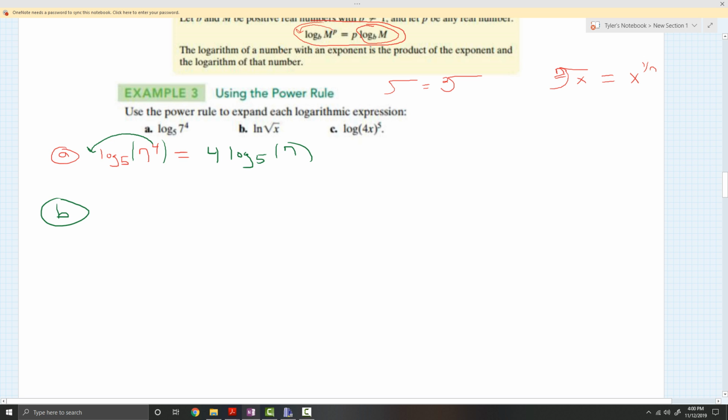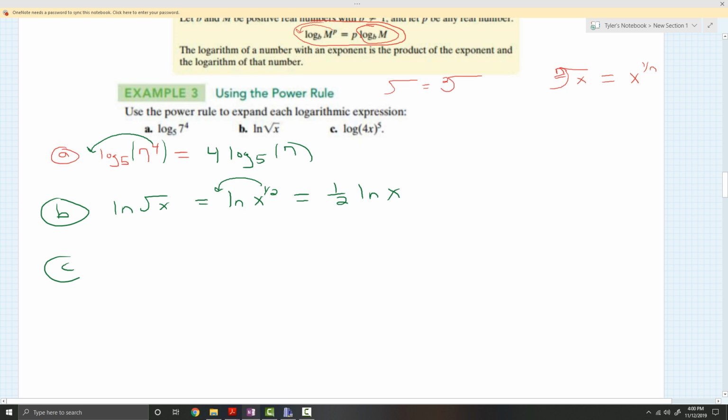Part B, I have the natural log of the square root of x. So in order to work with this one, you want to rewrite x with an exponent. So this would be natural log of x to the 1/2 power. I can take that exponent, pull it out front as a factor, using the power rule property. So this would become 1/2 times the natural log of x, right?